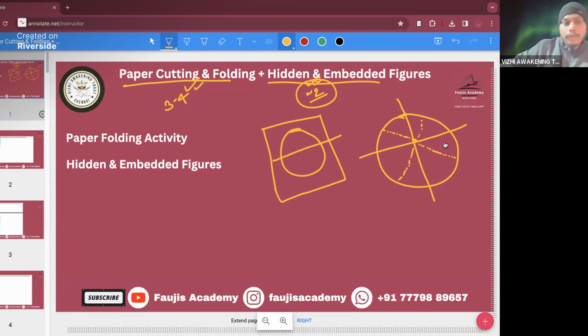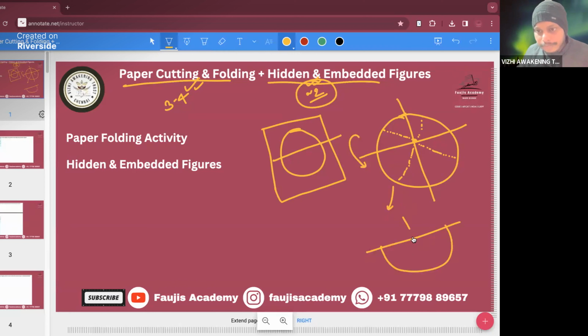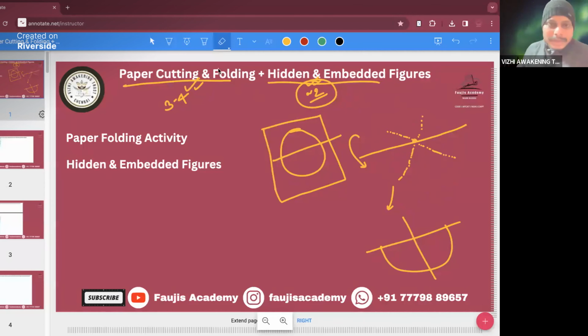If you are done with it, then you have to fold it, this side to this side. What will it become? It will become a semicircle like this. Will it? This part. Let me highlight it for you, let me use the highlighter, in green. This part.